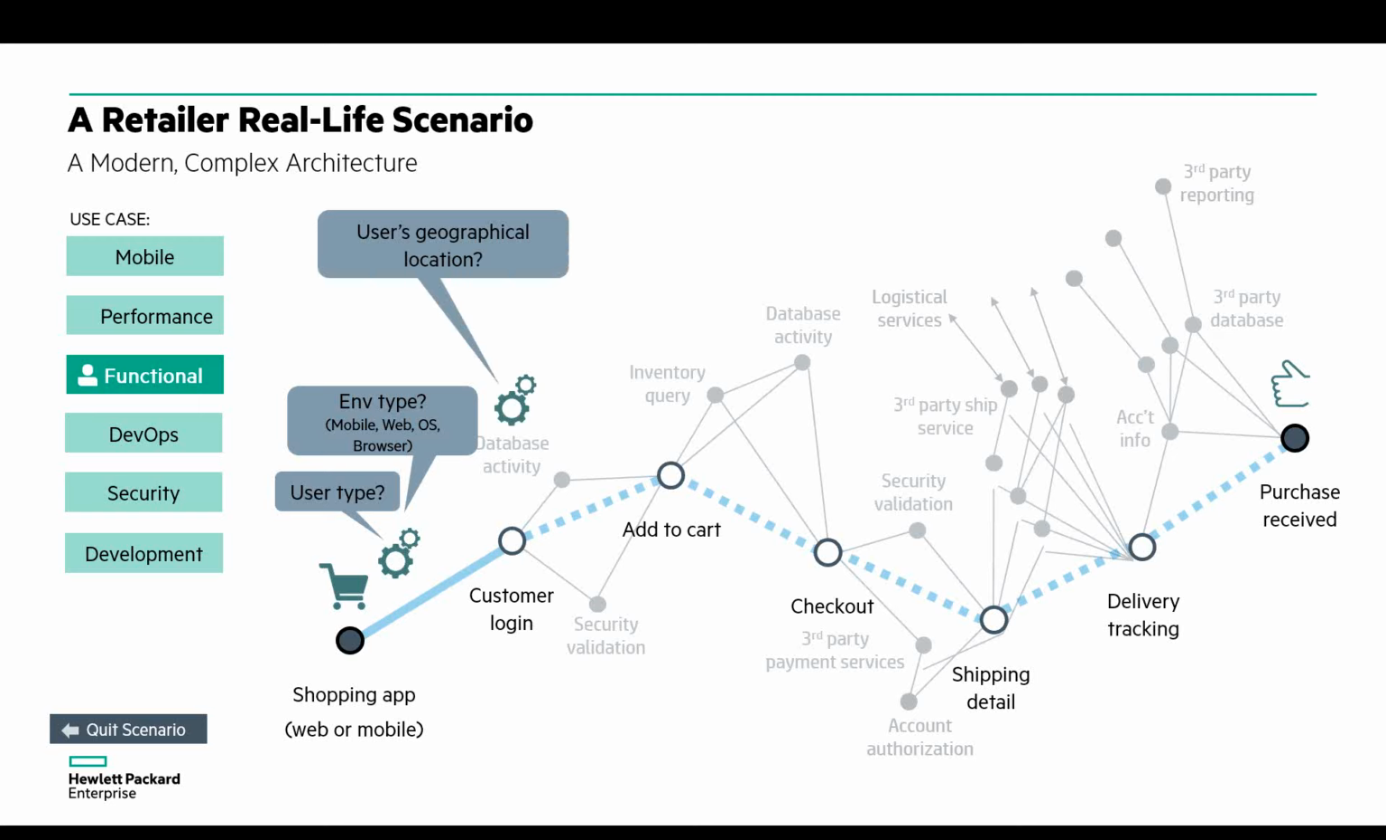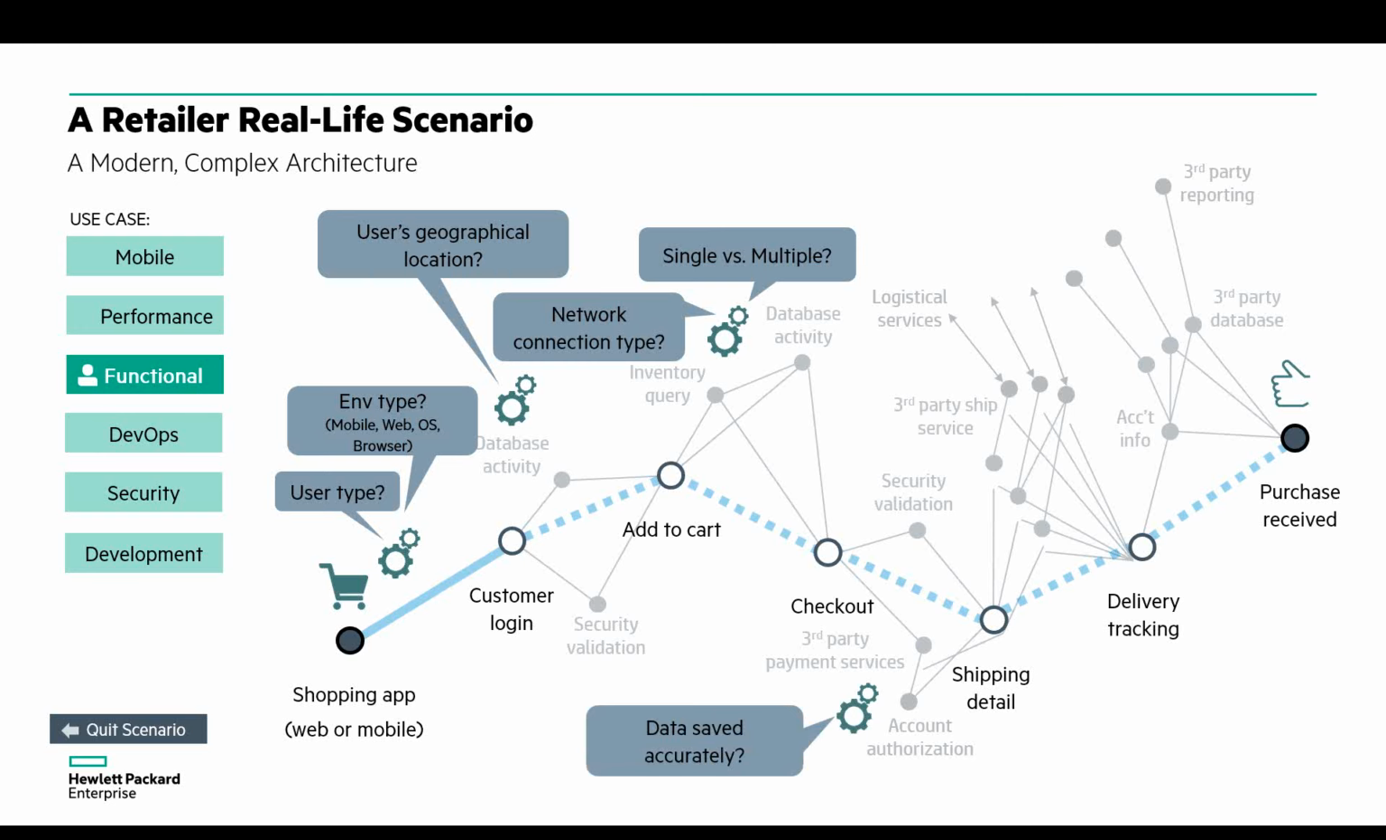Afterwards, once the customer tries to log in, we need to make sure of the geographical location of the user. We also want to verify and understand which type of network connection our users are using, whether it's Wi-Fi, LAN, 3G, or 4G. We want to see whether the query is single or multiple.